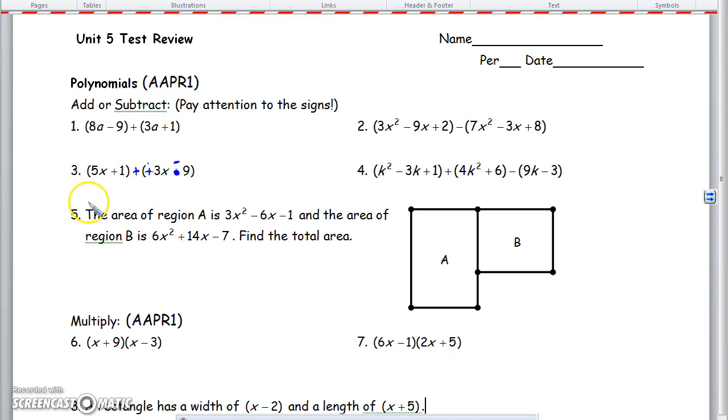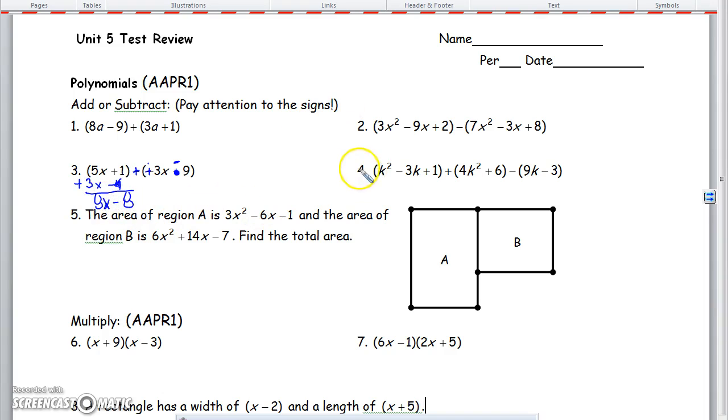So then I just line everything up, and I'll say plus 3x, and now this is a minus 9, so then minus 9. So 5x plus 3x is 8x, 1 minus 9, negative 8.